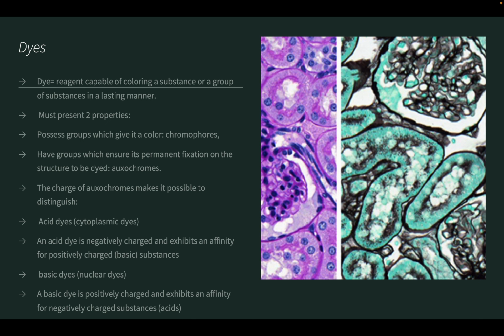We have two types of oxochromes. We have acid dyes and basic dyes. For acid dyes, they are also called cytoplasmic dyes. An acid dye is negatively charged and exhibits an affinity for positively charged substances. And then basic dyes. A basic dye is positively charged and exhibits an affinity for negatively charged substances, acids.